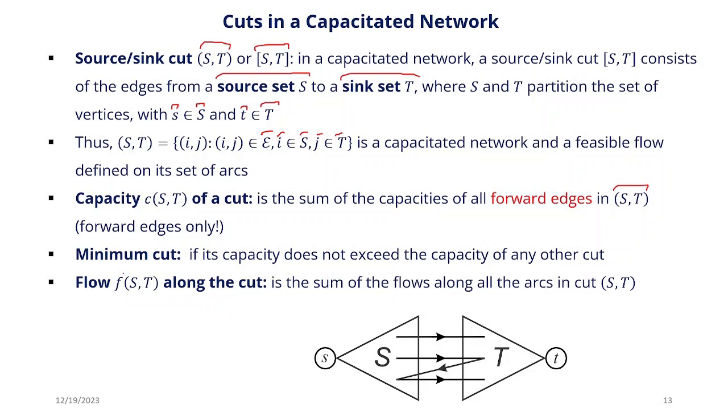We also define the flow along the cut, not just the flow along an edge this time. It has become more elaborate. It is the sum of the flows along all arcs in the cut. Obviously, following what we described before, that the flow must be less than or equal to the capacity, the flow of a cut must be less than or equal to the capacity of a cut. The flow can be 0, in which case nothing is flowing, and that is acceptable.